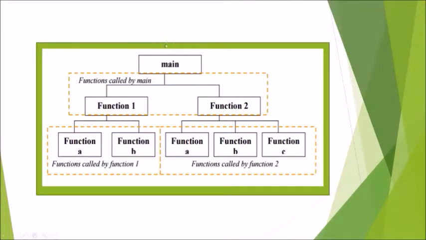So we can see from this picture, this one is the main function, and the main function is calling two functions. One is function 1, the second is function 2. Below, we can see function A and function B are called by function 1. On the other side, function A, B, C are called by function 2.